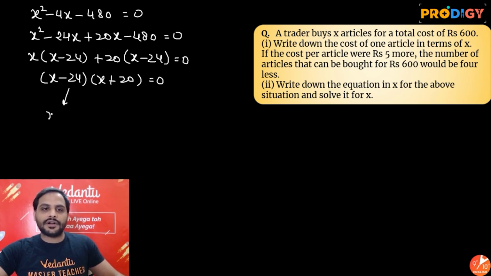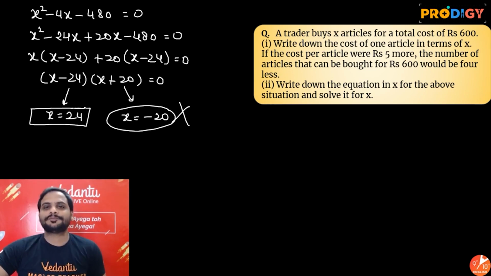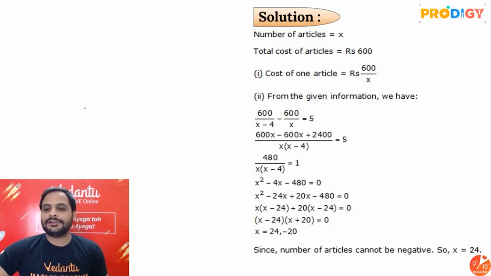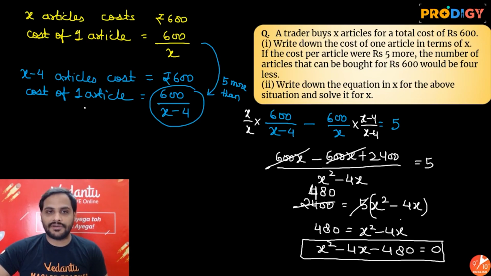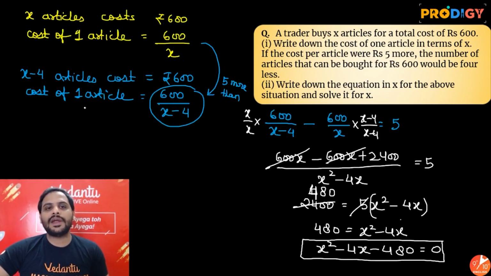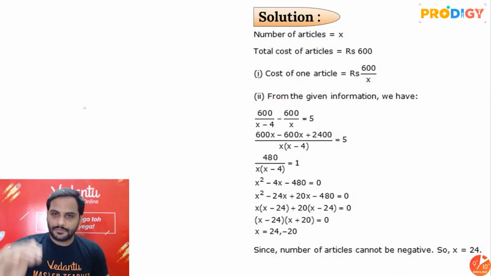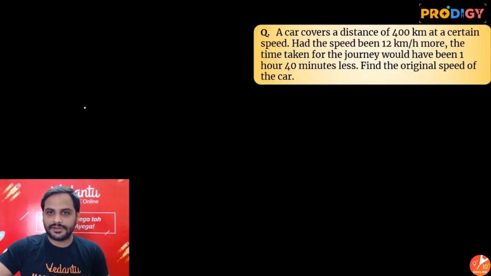So from here we have got x equal to 24, and from here x equal to minus 20. Now guys, I know the cost cannot be negative. So x equal to 24 will be my correct answer. Sorry, this was not cost, it was the number of articles. Number of articles cannot be negative. So in the first case, 24 articles cost rupees 600. Now you can find out anything you want about this question. Slowly we will increase the level, don't worry.